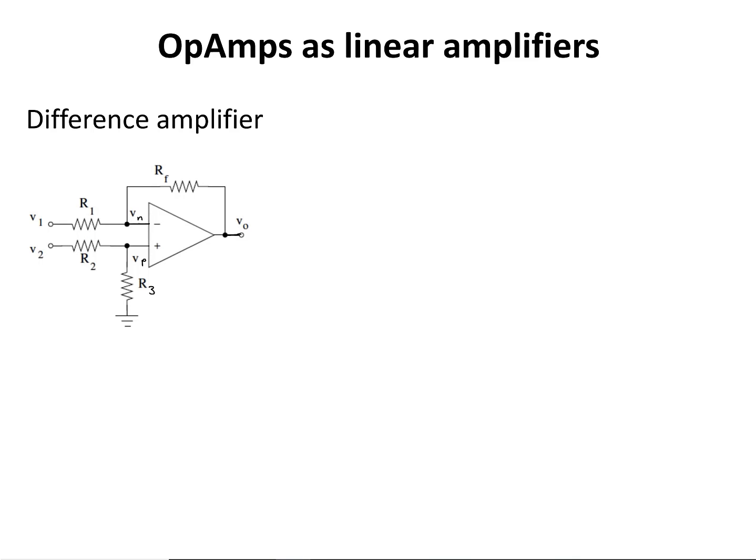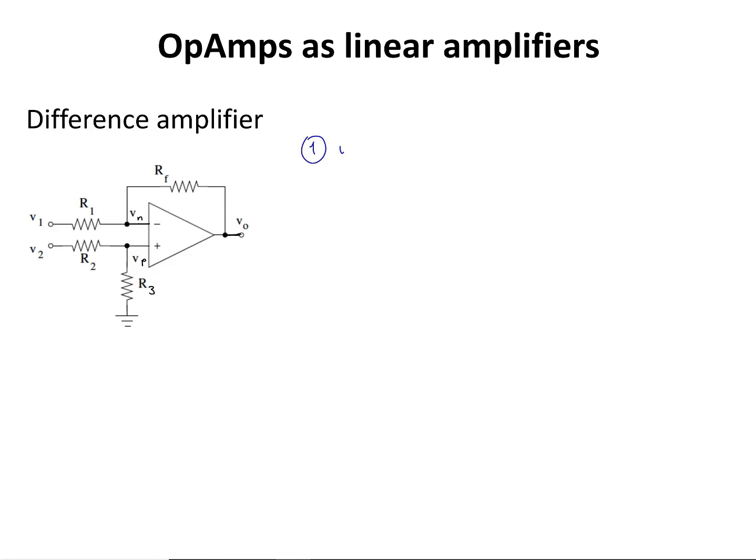Let's start with the difference amplifier. In the circuit, our goal is to find how Vout is related to V1 and V2. V1 is applied to the inverting terminal of the op-amp through this resistor R1, and V2 is connected to the non-inverting terminal of the op-amp through this resistive network of R2 and R3. So we are going to again assume that this is an ideal op-amp, and we're going to use the first and second golden rules of op-amps for this circuit.